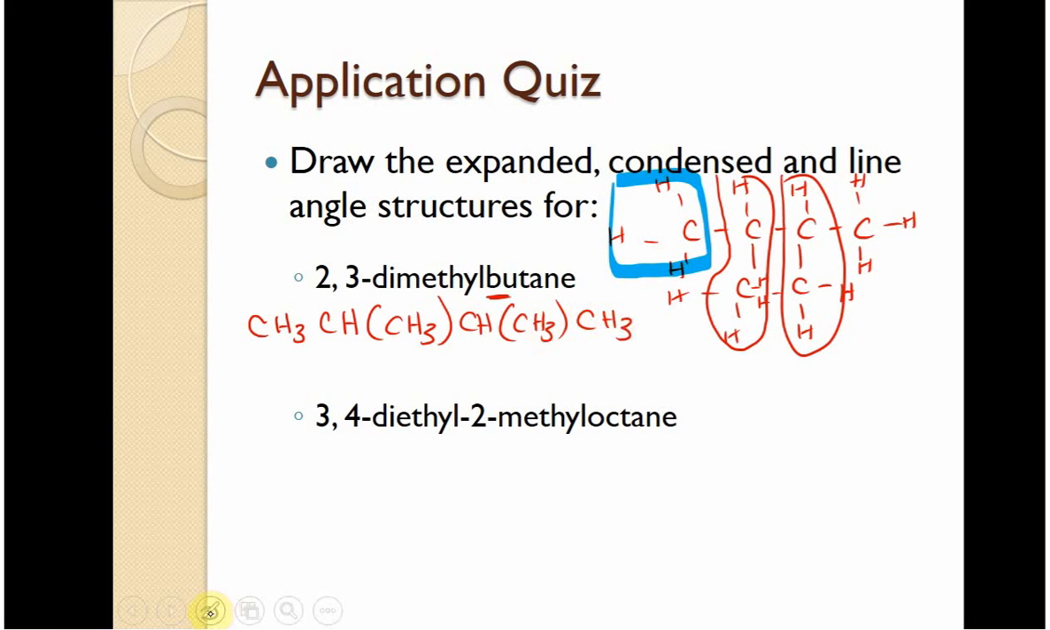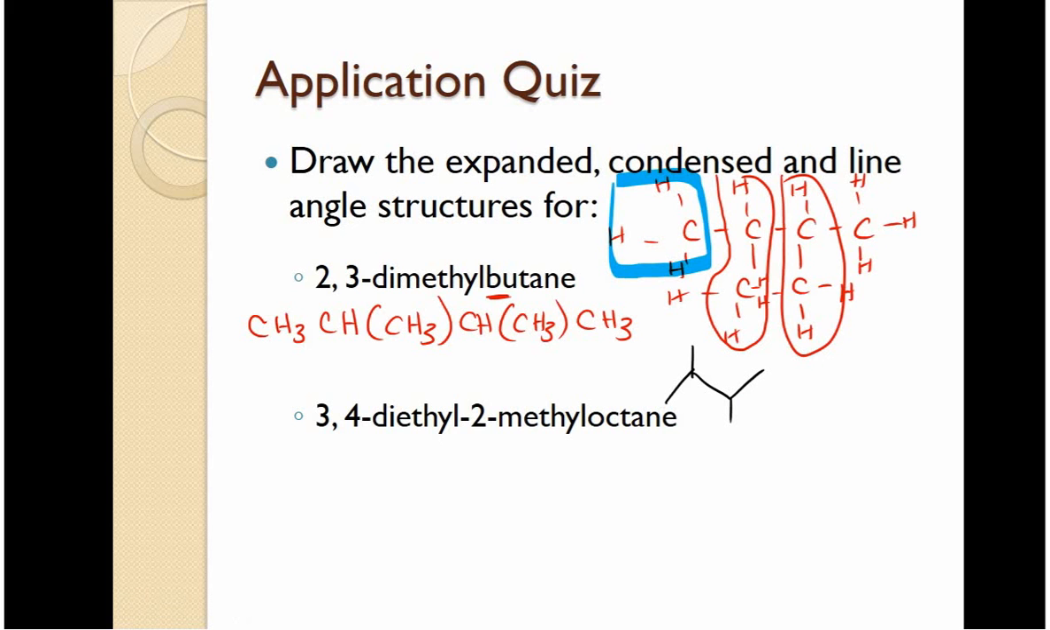Now, if I were going to do line angle, which is my favorite, I'm just going to indicate the number of carbons. 1, 2, 3, 4 carbons. And then I have a methyl group there and there. Okay.